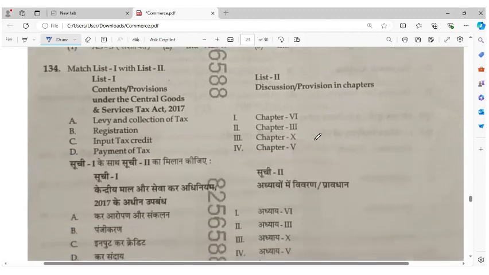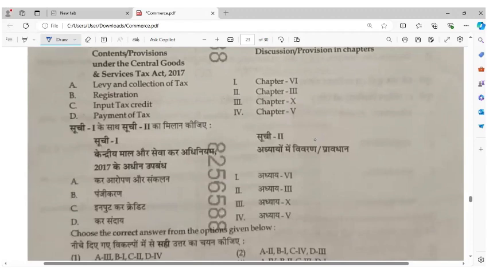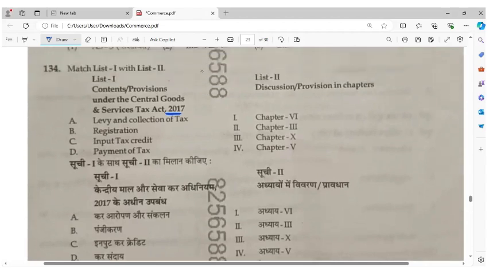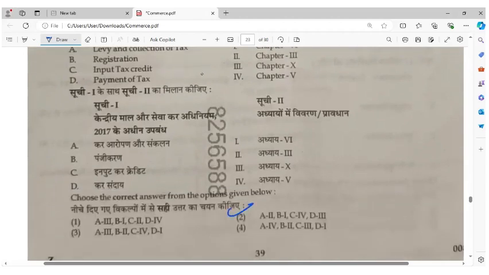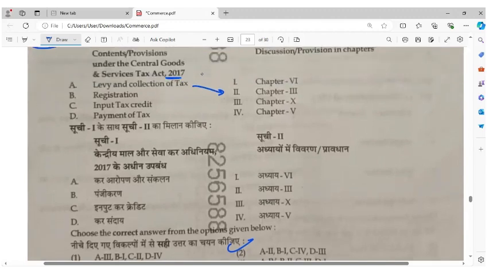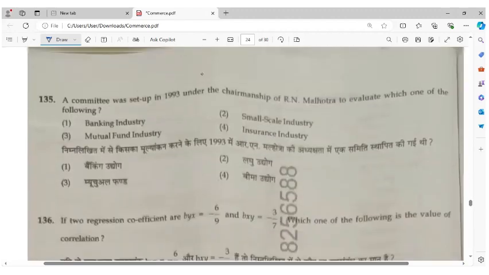Now the next one: match the provisions under the Central Goods and Services Tax Act, 2017, with the chapters in which they are discussed. So the right answer for this question, 134, is option number 2. The levy and collection of taxes is given in chapter 3, registration in chapter 4, input tax credit in chapter 5, and payment in chapter 10. So option number 2 is right here.